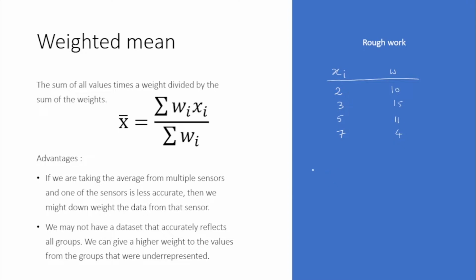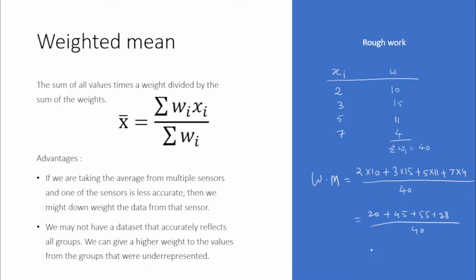Okay, so to find the weighted mean, we multiply them. So it will be 2 into 10 plus 3 into 15 plus 5 into 11 plus 7 into 4. Then we divide by the sum of the weights. The sum of the weights is 10 plus 15 is 25, 25 plus 11 is 36, plus 4 is 40. So divide by 40. This gives us 20 plus 45 plus 55 plus 28, divided by 40.